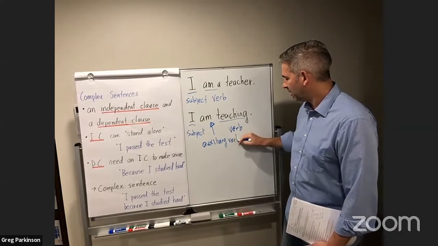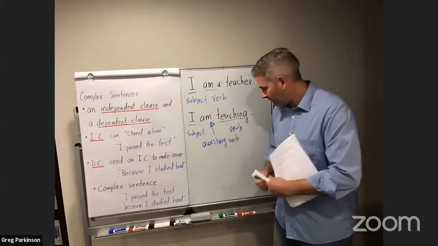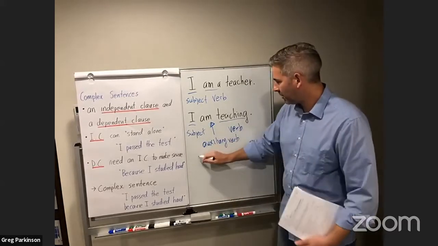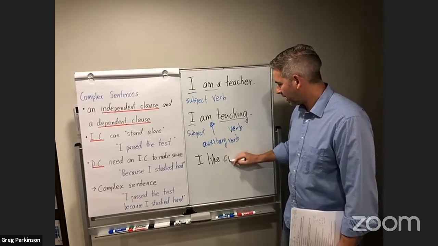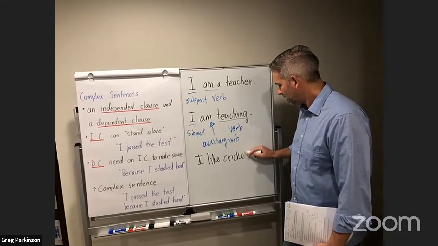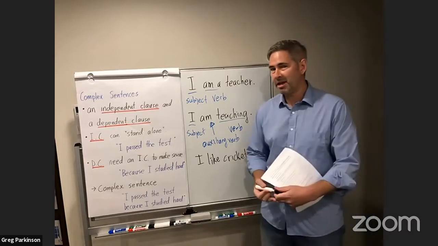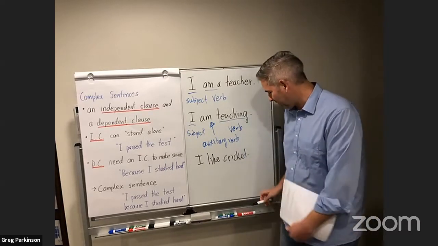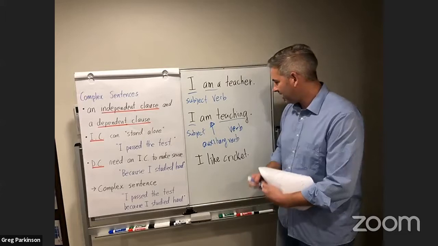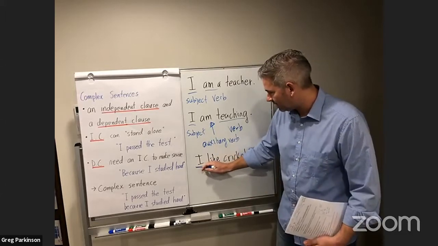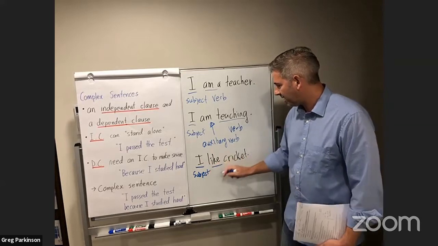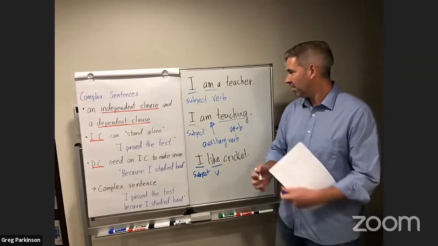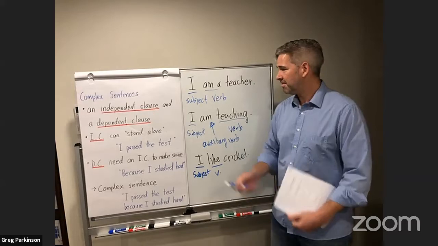All right, so one final example of a clause. I like cricket. Definitely no cricket here in lockdown, but I still like cricket. And here, the same subject. And in this case, our verb is like. So there are some examples of clauses.